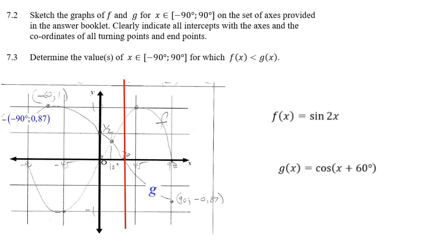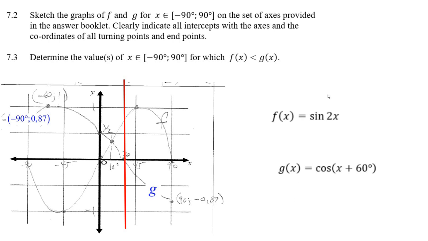Now, normally cosine goes through 90 and 0. But you'd have to move 60 degrees to the left. Forget about this red line now. But it would be right at 0. And then if you put in 90, you get negative 0.87. So just make a cosine-like curve like that, and we're finished with g.